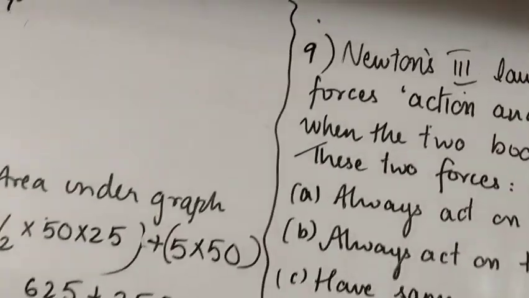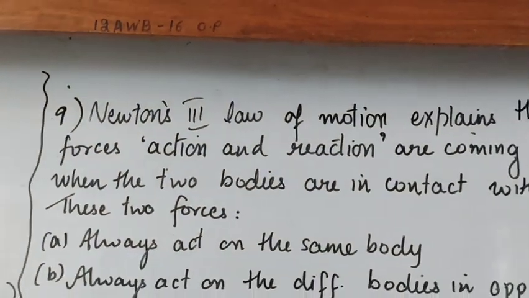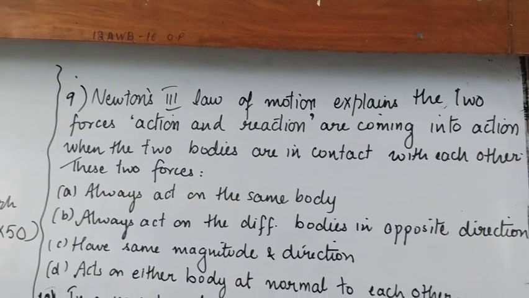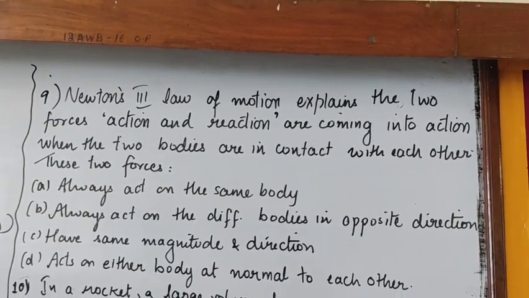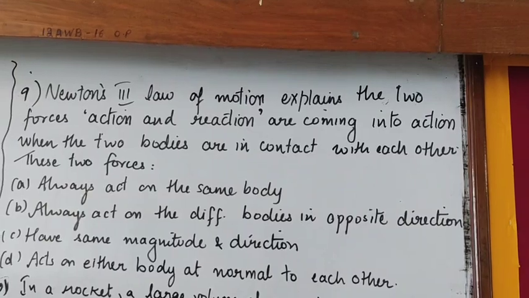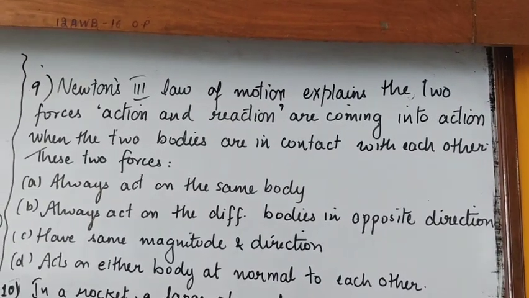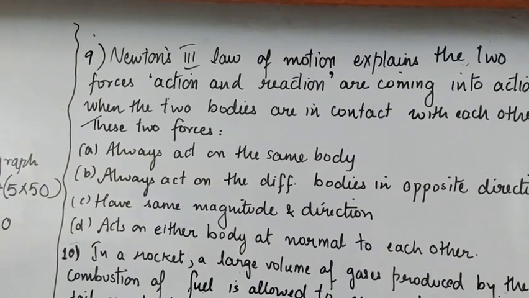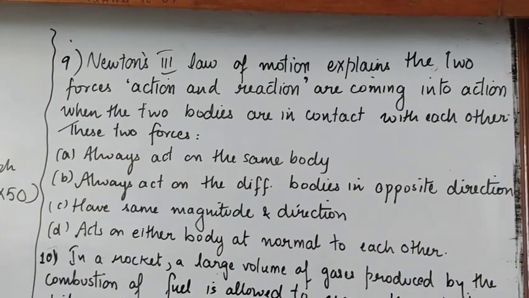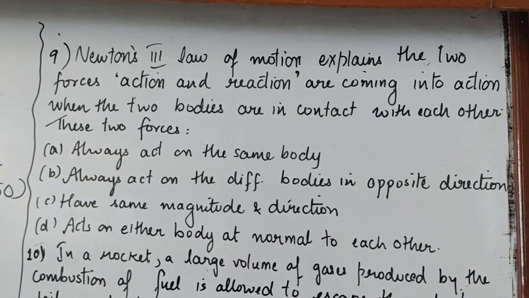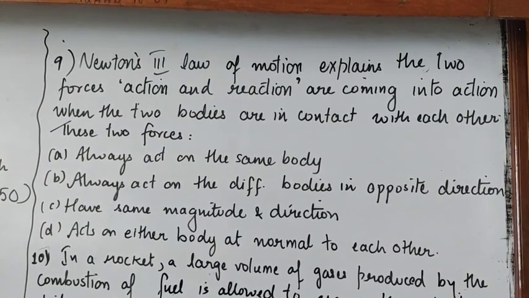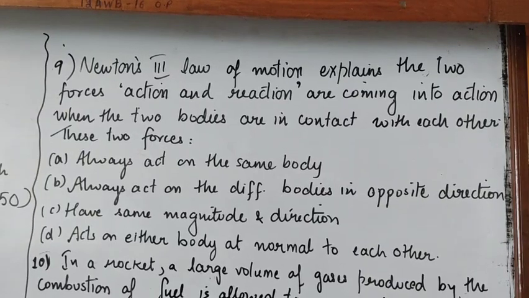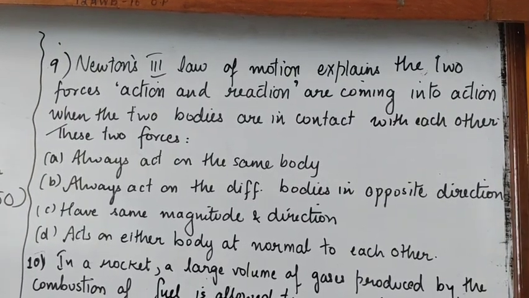Now our 9th MCQ is: Newton's third law of motion explains that the 2 forces, action and reaction, come into action when the 2 bodies are in contact with each other. These 2 forces, there are 4 options given: always act on the same body; always act on different bodies in opposite directions; have the same magnitude and direction; act on either body at normal to each other. Normal means perpendicular to each other.